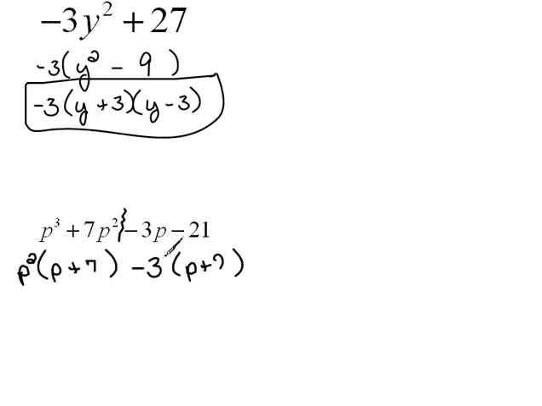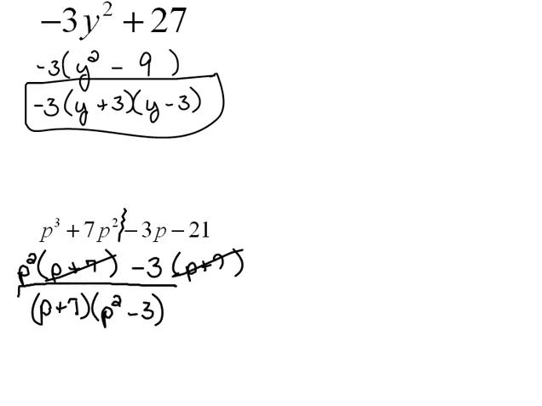Now, because we have a p plus 7 in common for both terms, we can factor that out. If I can get my pen to work here better. P plus 7. Oh goodness, my pen has decided it doesn't want to work. There we go. So when I factor the p plus 7 out of both of these terms, we're left with p squared minus 3. So this is the way that this would factor.